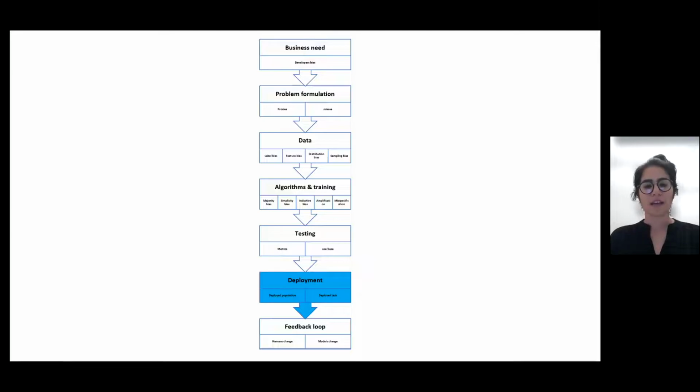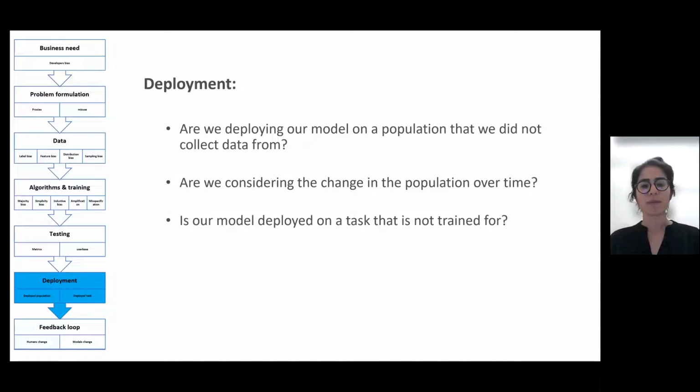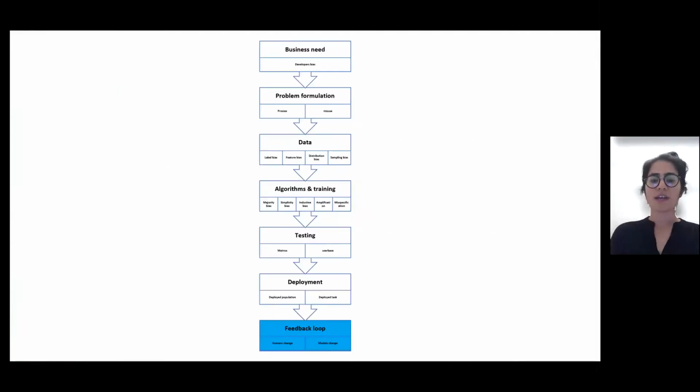Let's now look at the questions that we should think about in deployment, which are: who is the deployment population, and what is the deployed task? We should think about whether we are deploying our model on a population that we did not collect data from. Are we considering the change in the population over time? And is our model deployed on a task that it is not trained for? Okay, we started from business need. We went through problem formulation, data, algorithm, testing, and deployment. Let's now talk about the feedback loop.